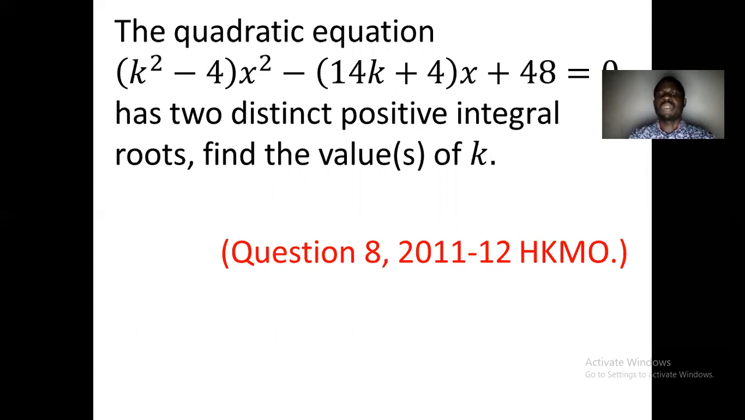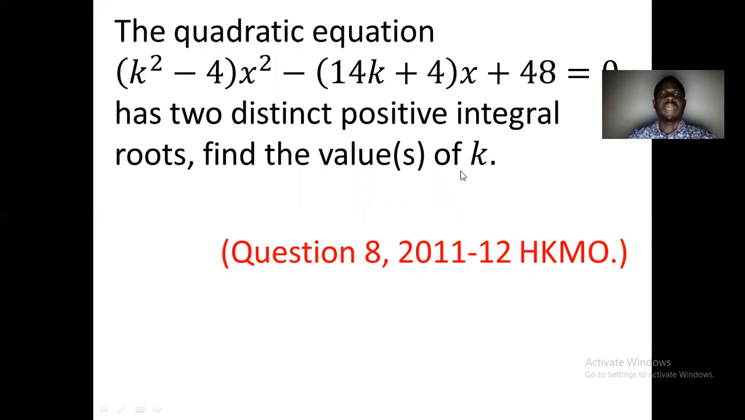Question 8, 2011/2012 Hong Kong Mathematics Olympiad, the heat event. The question goes thus: the quadratic equation (k^2 - 4)x^2 - (14k + 4)x + 48 = 0 has two distinct positive integral roots. Find the values of k.